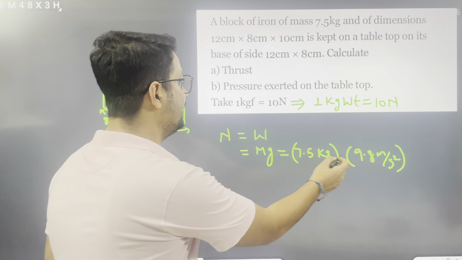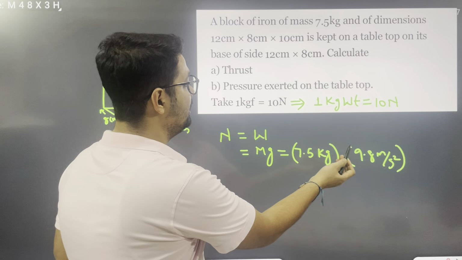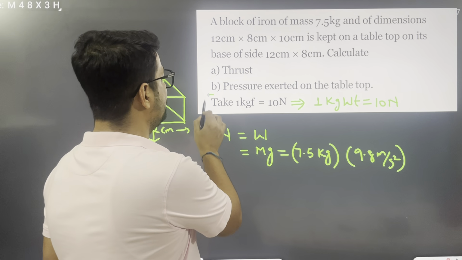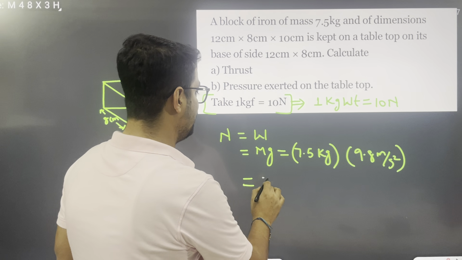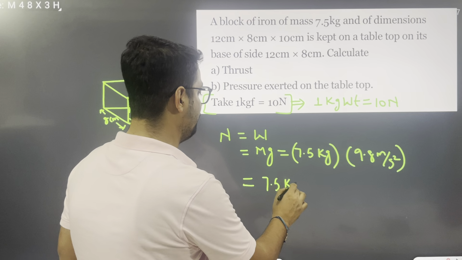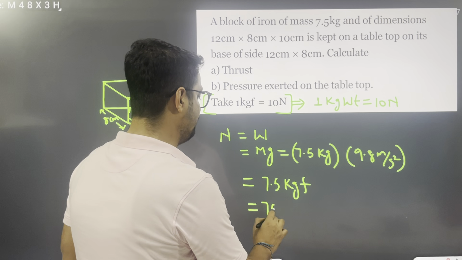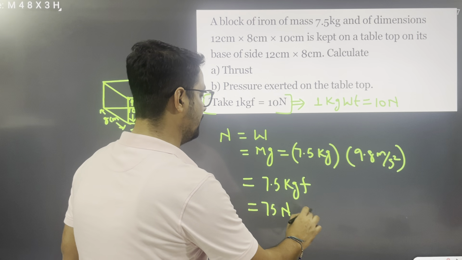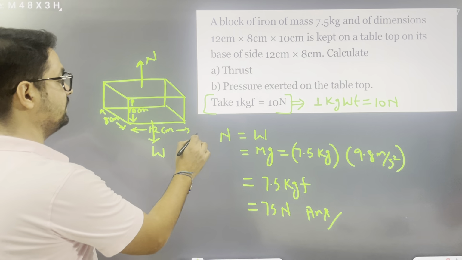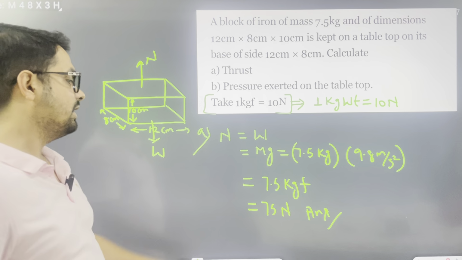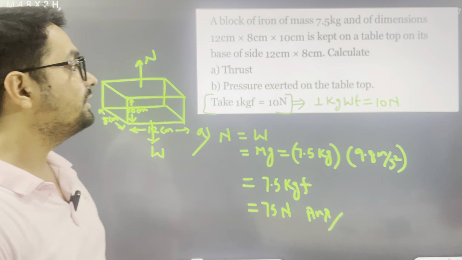So same way here 7.5 kg weight, if I am writing, that is what? 75 Newton, because here if g value is not given, then you should take it as 9.8, but in the question it is mentioned here 10 Newton 1 kgf. So here I will directly write it is 7.5 kgf. It can be written as 75 Newton. So this is the answer for first question. First question is thrust. So thrust is 75 Newton. Okay.